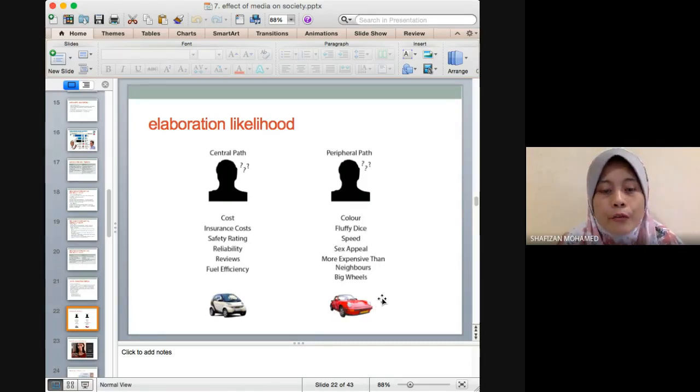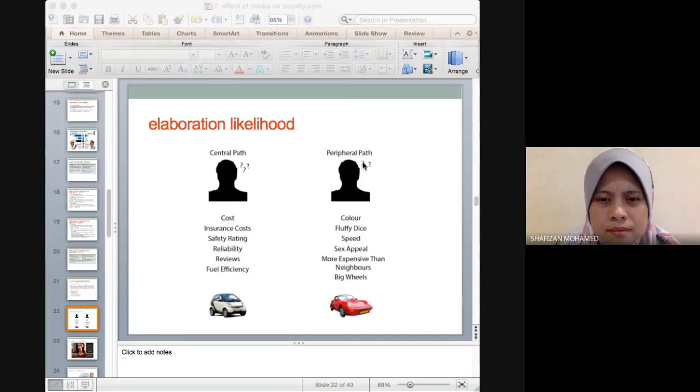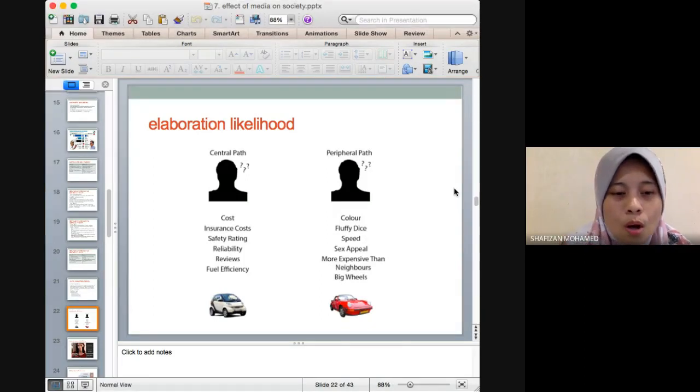Now, if you can digest the idea, when a Ferrari car is being marketed, would it use the central path or the peripheral path? Which one? Peripheral path, right? Why peripheral? Because it is not a need. A Ferrari is something that can satisfy the ego.